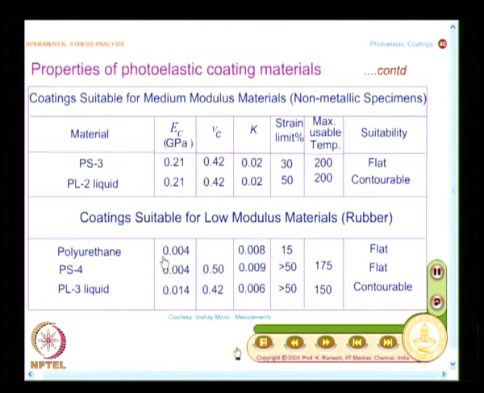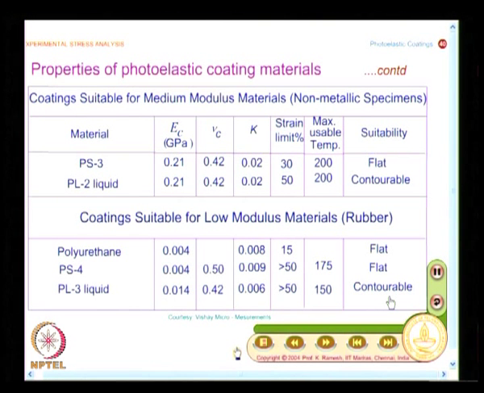So, what you have here is a low modulus material, and I choose a coating which has a very small Young's modulus, 0.004 GPa, polyurethane, PS4. And when you look at strain limits, because rubber, you know, can have a very large strain, these are available for greater than 50%, applicable even for greater than 50%, and you have flat and contourable type of classification.